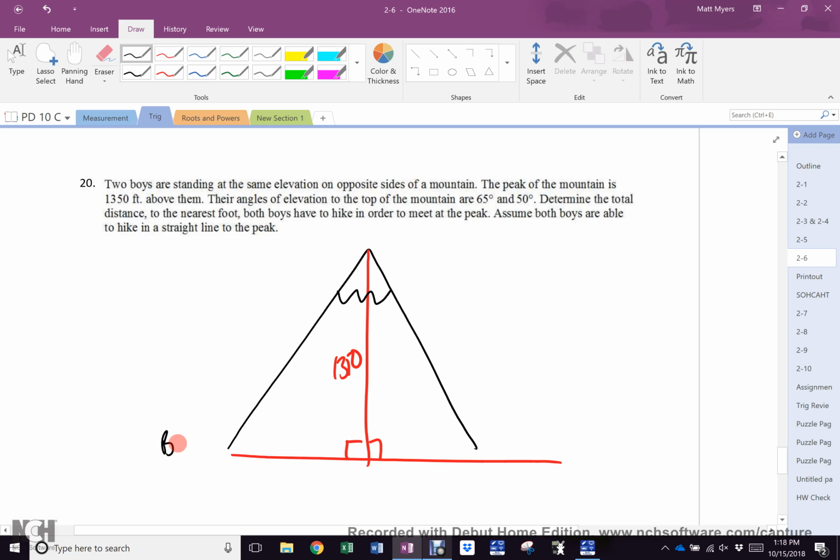Boy 1 is over here. Boy 1 says, oh, my buddy's on the other side of the mountain. He looks to the top of the mountain and sees it as an angle of elevation of what? 65. Where is that angle of elevation? At the bottom, where all angles of elevation are. From the horizontal up. 65. Boy 2 looks up and sees 50. Boy 1 wants to walk to the top. Boy 2 wants to walk.